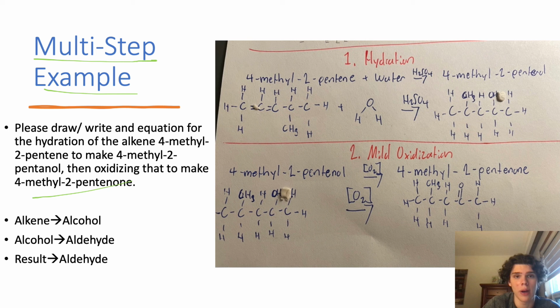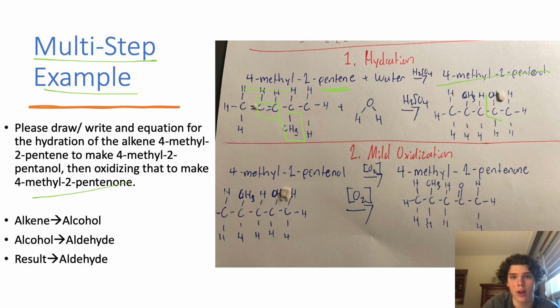So we're going to start with 4-methyl-2-pentene, as shown here on the second carbon. There is a double bond, making it an ene. And then on the fourth, there's a methyl group as shown here. And then we're adding water, as you do in a hydration reaction, with the catalyst of H2SO4 to make 4-methyl-2-pentanol.